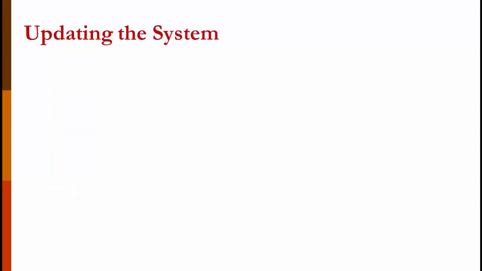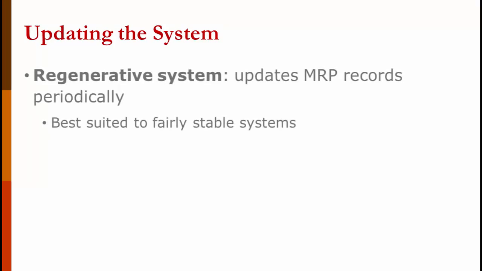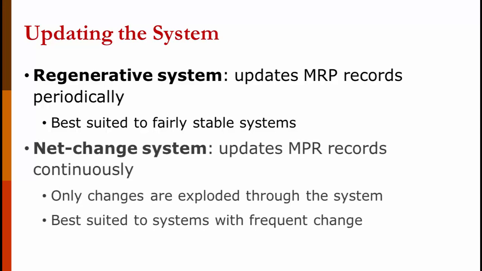There are two ways of updating your MRP system, regenerative and net change. A regenerative system updates the MRP records periodically. It's best suited to fairly stable systems and is far and away the most common. A net change system updates MRP records continuously. It's like a spreadsheet. Anytime you change one number, all the numbers update. So every time you have a change, that change is exploded throughout the system. We would use this with a system that had frequent changes in requirements.